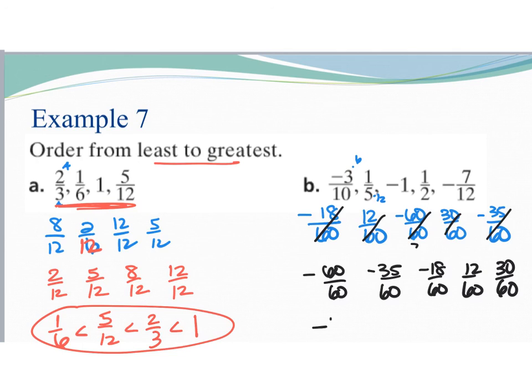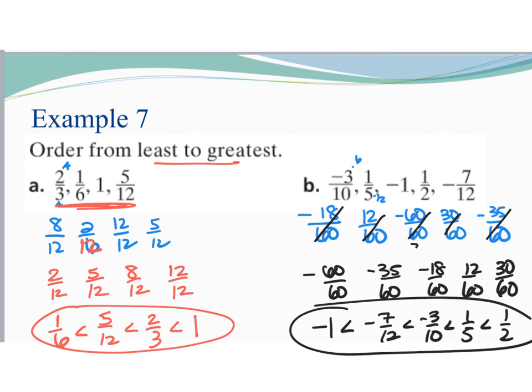So I have a negative 1, which is less than 35/60, or a negative 7/12, which is less than 18/60, which was a negative 3/10, which is less than 12/60, which is 1/5. And this is less than 30/60, which is 1/2. So this here is my final answer.